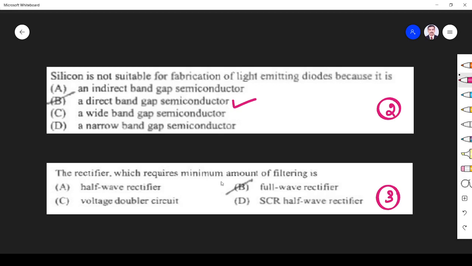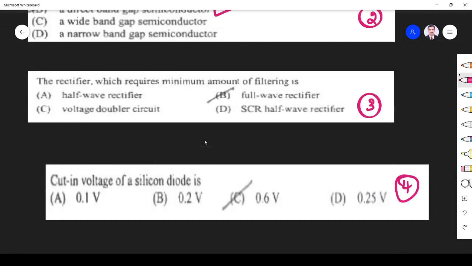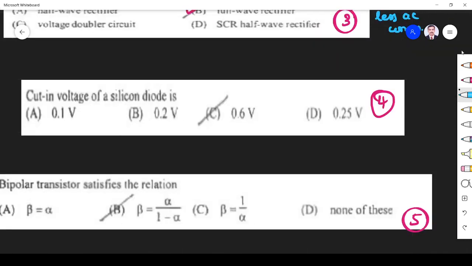Next question: a rectifier which requires a minimum amount of filtering is the full wave rectifier because it has less ripple. It needs a minimum amount of filtering. Less ripple means less AC component. Next one, the cut-in voltage of a silicon diode, it's a direct question, is 0.6 volt. For germanium it is 0.3 volt.